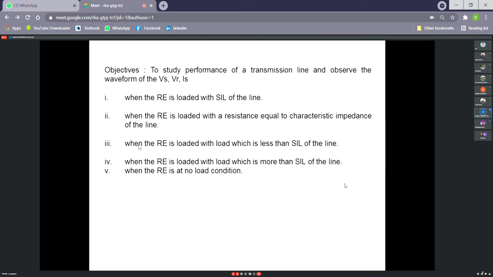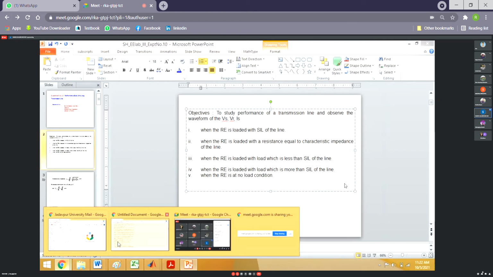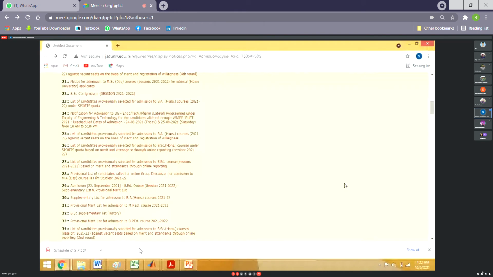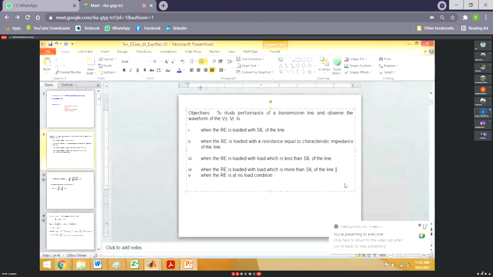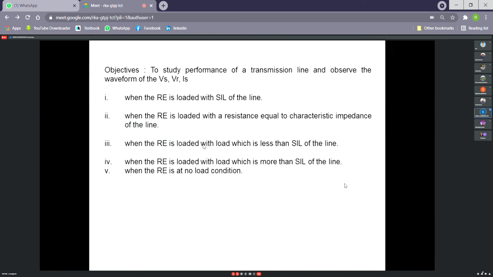But when the load is less than the SIL of the line, there will be the Ferranti effect, because the reactive power generated will be less than the reactive power requirement. That means, for objective 3, when the receiving end is loaded with a load less than SIL, there will be surplus capacitive VAR. So an overvoltage condition may happen, depending on the inductance of the line. So we may observe the Ferranti effect.